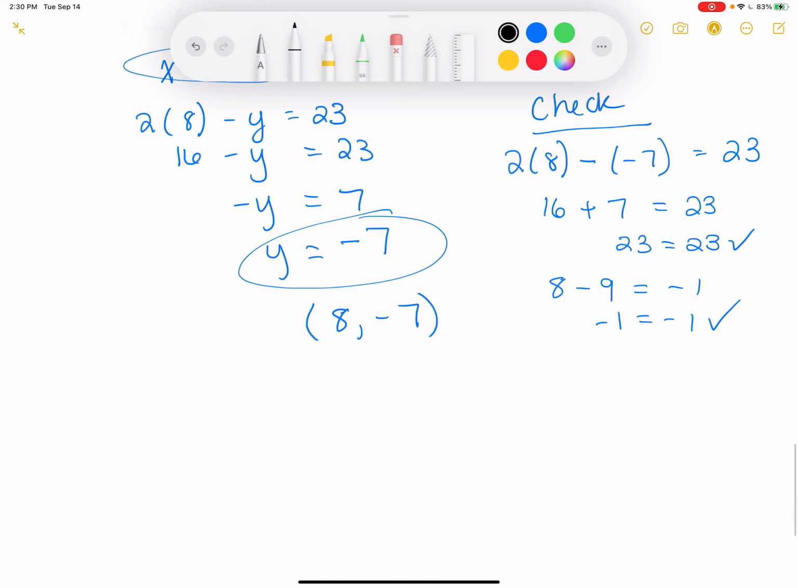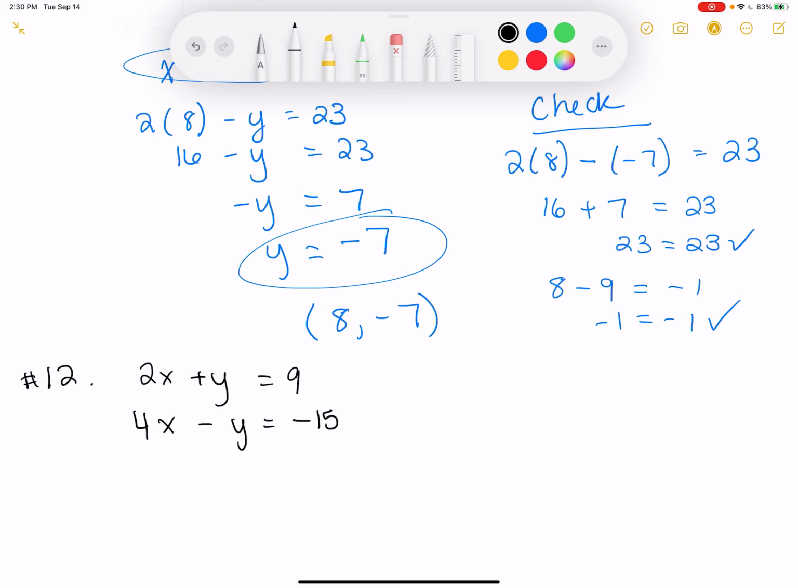So number 12. If you need a pencil. 2x plus y is equal to 9. And 4x minus y is equal to -15.